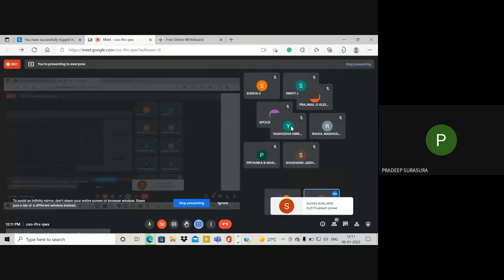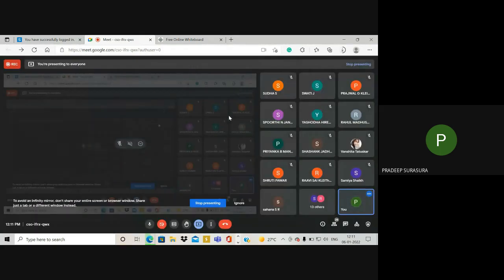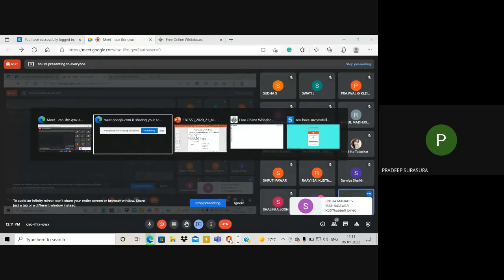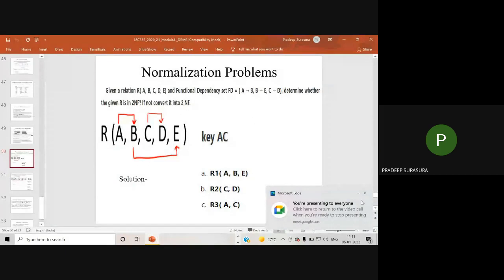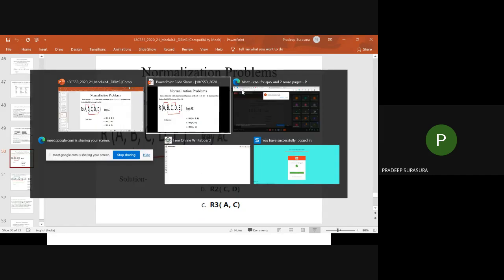Okay, welcome back, guys. For the next class, we shall continue with the normalization problems. Now, we shall understand how to solve problems with respect to the normalization process. Okay, so hope my screen is shared. Now, let us consider the given problem. I have given even the solutions straight away, but we need to understand how the problem has to be solved.